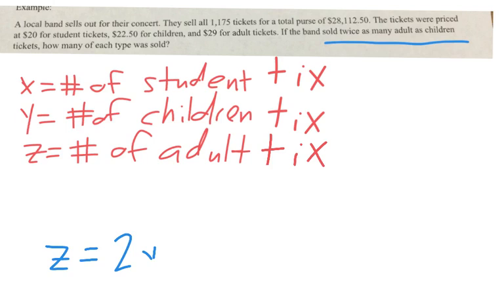Anybody see another equation we could use? X plus Y plus Z equals 1,175. Yes, so the total number of tickets has to be 1,175. If I add up the 3 different kinds of tickets, it has to equal 1,175. It's the second one.